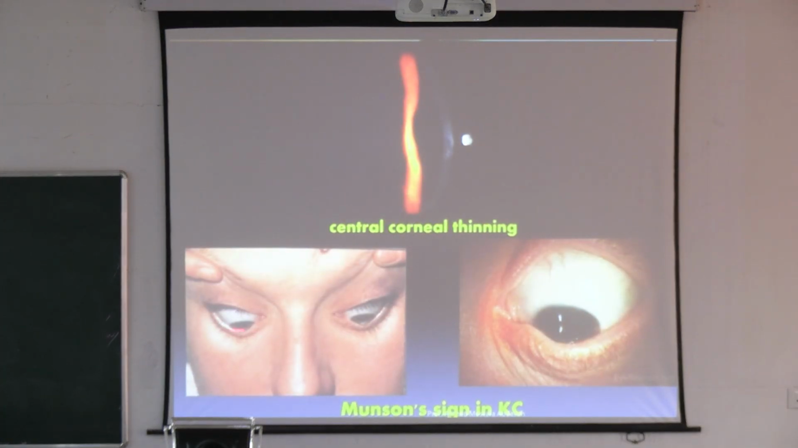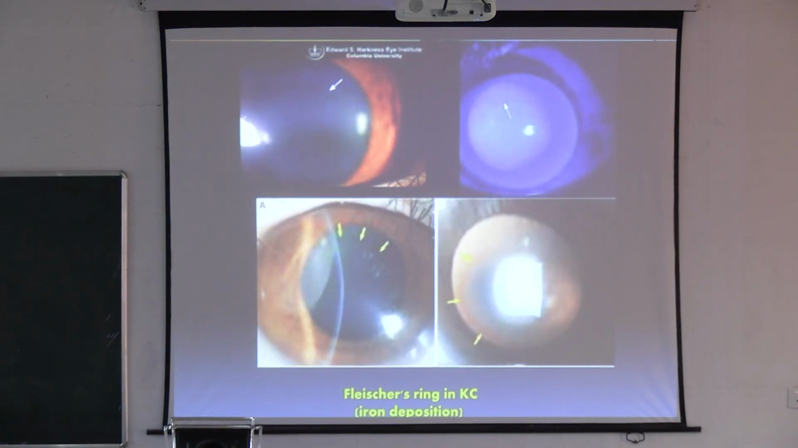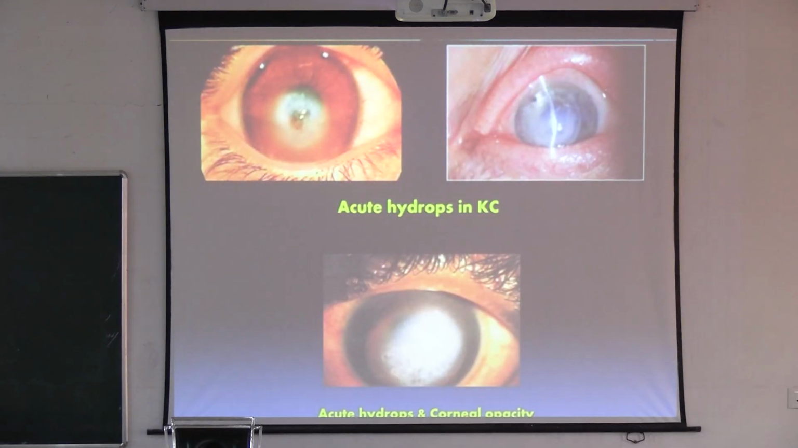This is called Munson sign. When the patient looks downwards, there is pressure on the lid margin here. See, this is called Munson sign. And this is the blue filter after staining, and here the brown colored rings are present, that is called Fleischer ring. And this is acute hydrops due to thinning of the center part of the keratoconus, there is edema, perforation and opacity.